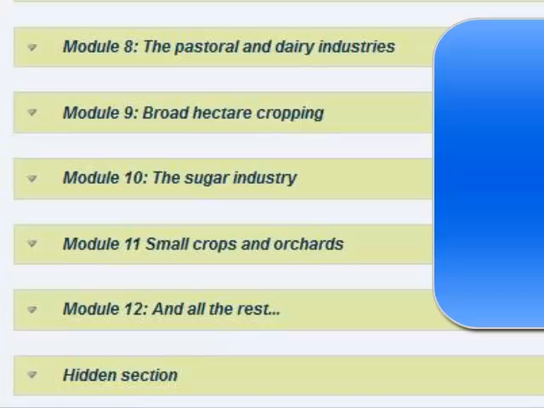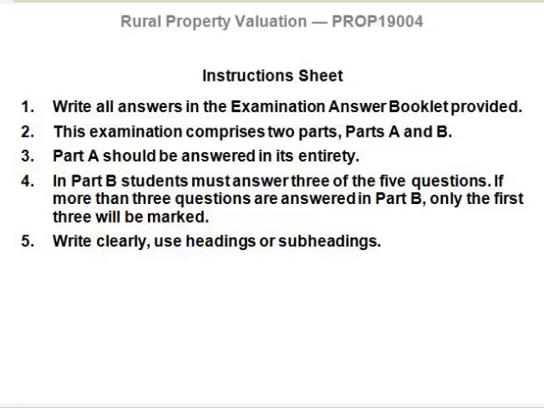Let's move now to have a look at the exam. The exam is going to be in two parts. The first part will be a case study, and the case study will take a rural land use, such as what we find in Modules 8 to 12, and you'll be asked to at least give the general mechanics of how that valuation is going to be done, what data you might need, what processes you're going to follow, and what sort of cautions and all the rest of it.